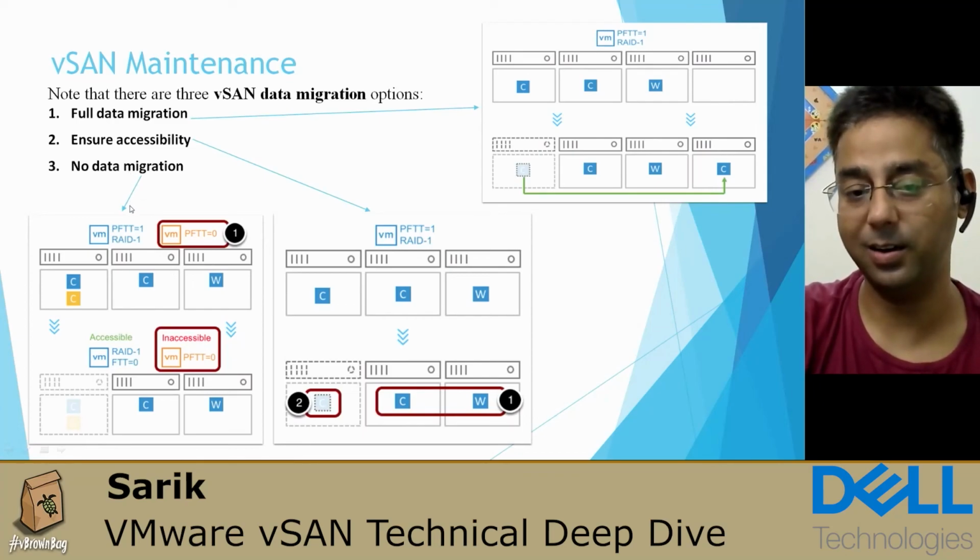And the last option, which is not suggested, is no data migration. In case we have a lot of issues within the environment and are not able to place a host with ensure accessibility or full data migration, in that last situation when we don't have any option, then we can select no data migration. But there is a chance that some VMs go inaccessible, or some vSAN objects become unavailable during this option. So we do not suggest using that.